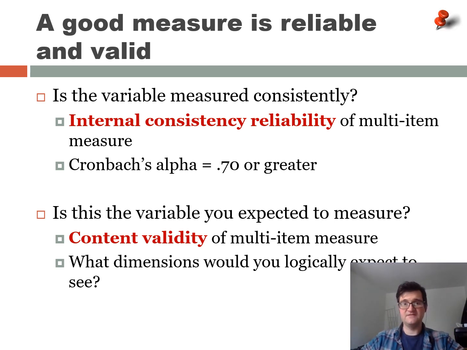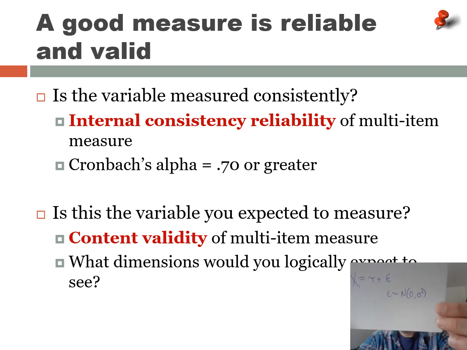In essence, this is classical test theory. So I'm just going to write down here the fundamental equation of classical test theory, where X is a person's score on a particular item, tau is their quote unquote true score, and E is an error term.